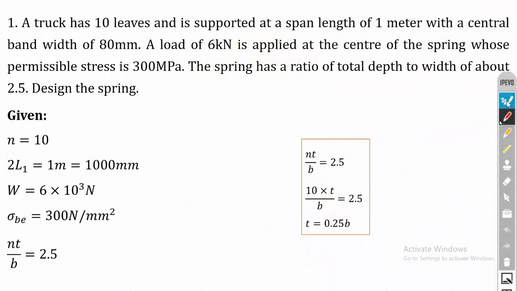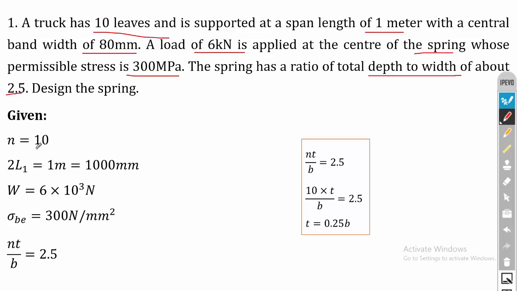In the previous lecture, we have seen the design procedure of a leaf spring. In this lecture, we are going to solve a problem on that. The problem is: a truck has 10 leaves and is supported at a span length of 1 meter with a central band of 80 mm. A load of 6 kilonewton is applied at the center of the spring, whose permissible stress is 300 megapascal. The spring has a ratio of total depth to width of about 2.5.